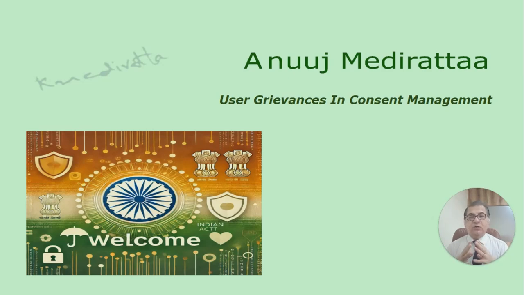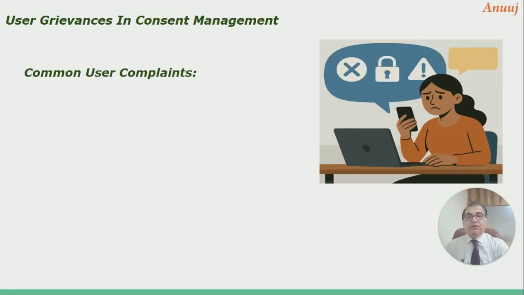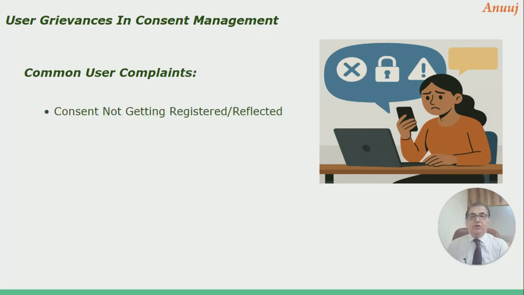And as I said, let's talk about consent management and user grievances within consent management. So, what are the common kinds of complaints a user can have? Simple. You put in a consent, but you are not able to see it. It's not visible. You might feel that it has not been registered since it is not reflected on the system. And of course, you are worried that if it is not reflected, would it be applicable?